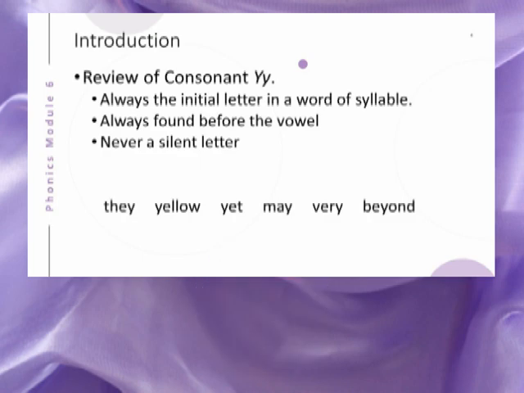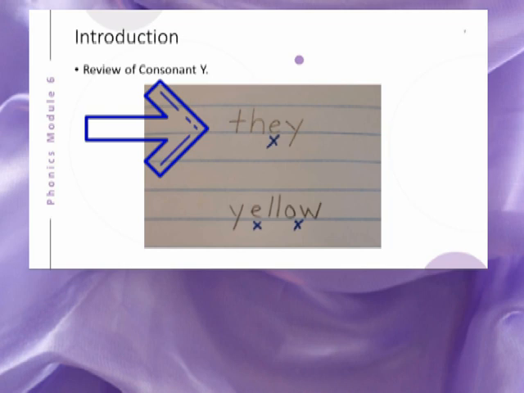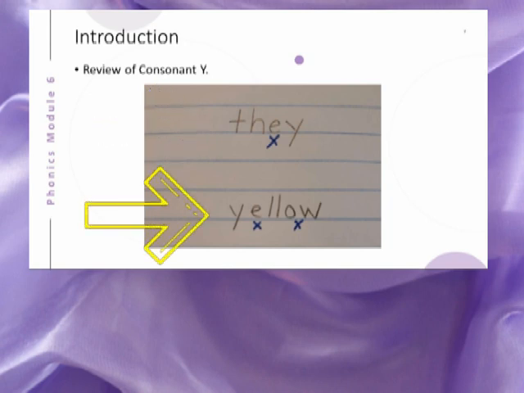Let's look at the answers. I have marked an X under the vowels in each word. In the word they, the Y is not the initial letter in the word or syllable, and it follows a vowel, so it is a vowel. In yellow, the Y is the first letter of the word and has the Y phoneme associated with the consonant Y.